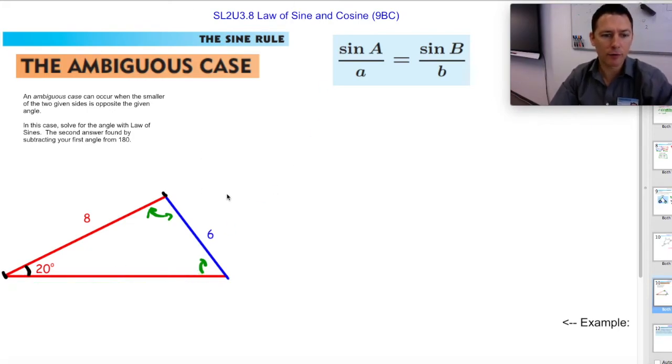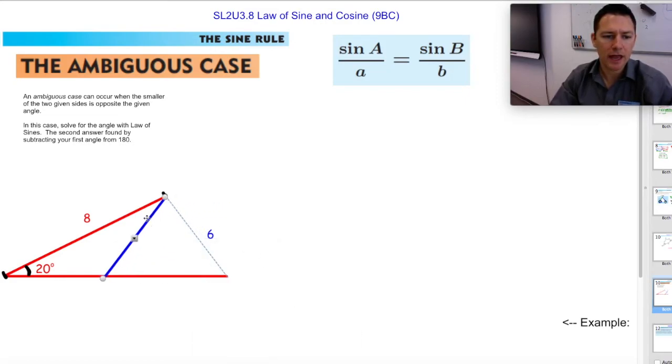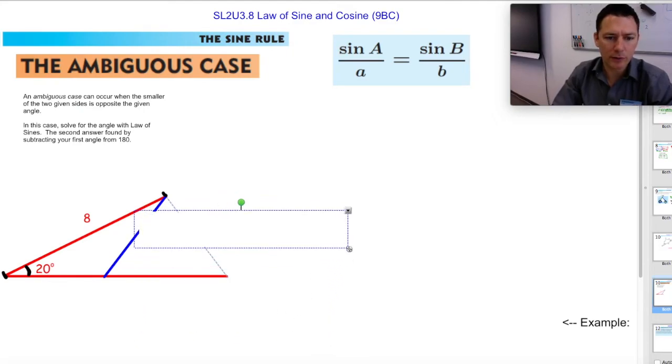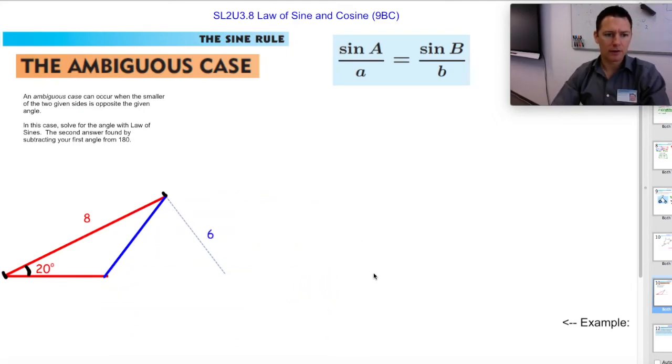And so therefore, with these same parameters, 20-degree angle here, 8, 6, we can take this thing and flip it over, slide it over. I haven't violated anything. This is still length 6, this is still 8, this is still 20, but I've made a separate triangle, if you don't include this piece. We've made another triangle that works with these parameters.